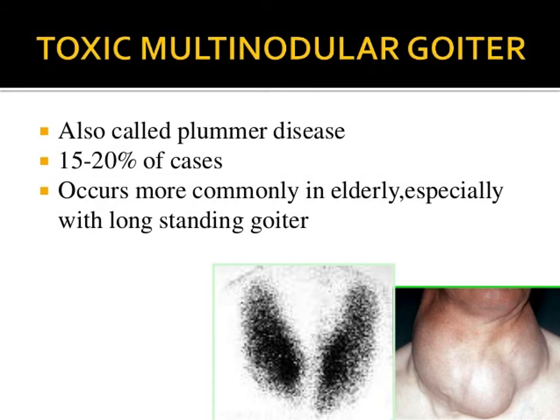Or a toxic multinodular goiter, also called Plummer's disease. 15 to 20% of the cases of hyperthyroidism are due to MNG, and it most commonly occurs in elderly women, especially with long-standing goiter, which leads to increased levels of the hormones and the formation of goiters or multiple nodules in the glandular parenchyma.